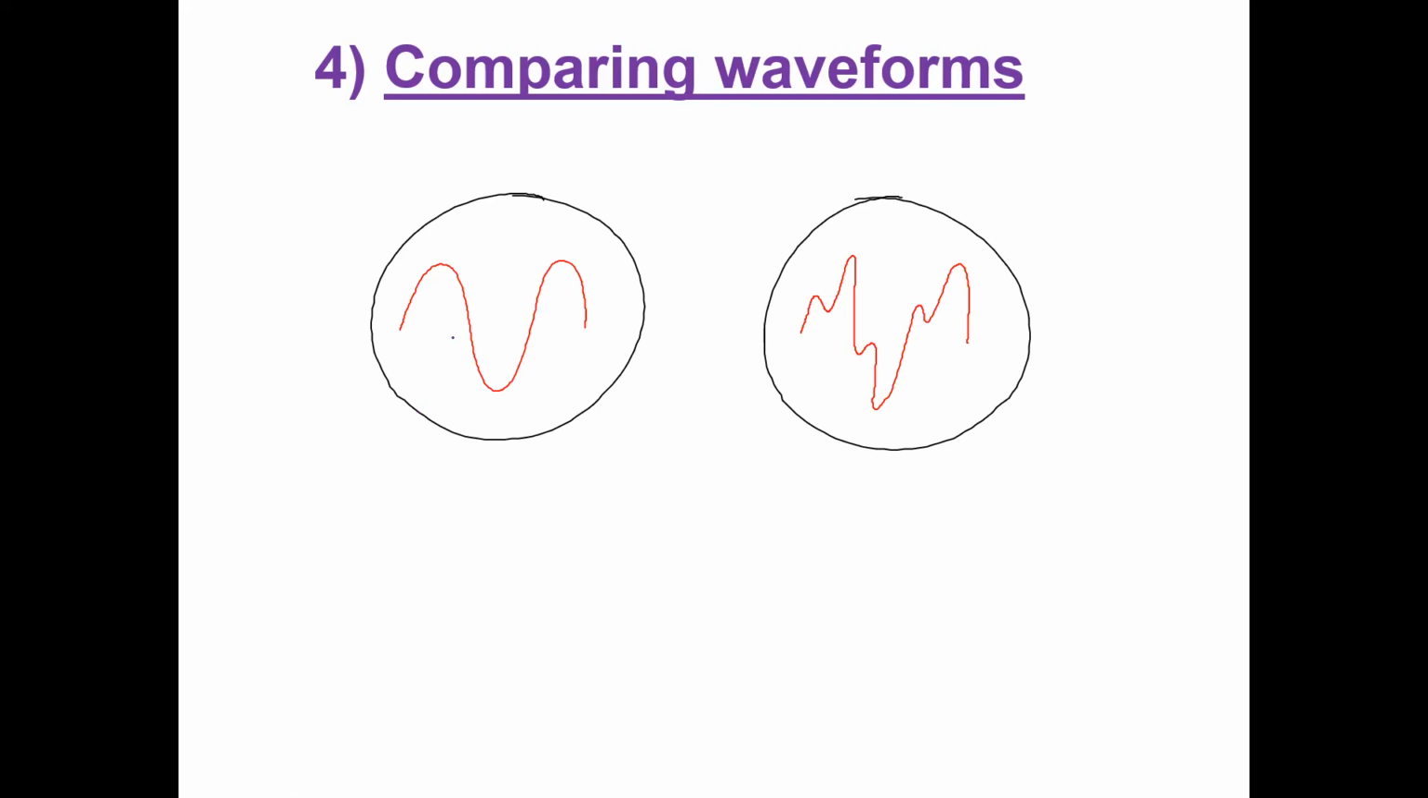Look at the comparison. CRO is a very good device for comparing waveforms. If you have a taste of music, then you must have seen those digital screens which show the music output also as a wave. Now these are two musical notes. This is called the difference in waveform. This is called a difference in waveform.